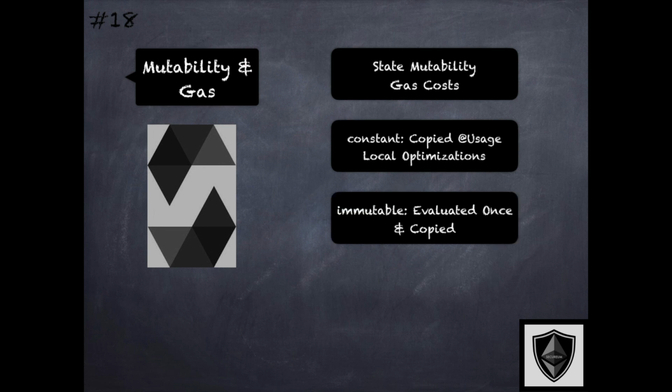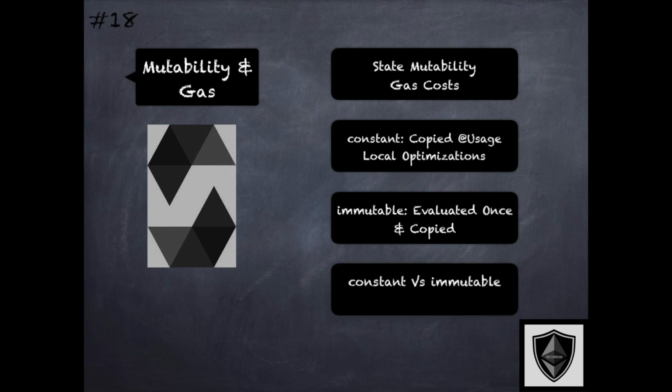And for immutable state variables, they're evaluated only once at construction time, and then their value that's just evaluated is copied to all the places in the code where they're used. Now, for these immutable variables, 32 bytes are reserved even if they require fewer bytes. And due to this aspect, the constant variables can sometimes be cheaper than the immutable ones. And for now, the only supported types for these variables are strings and value types.